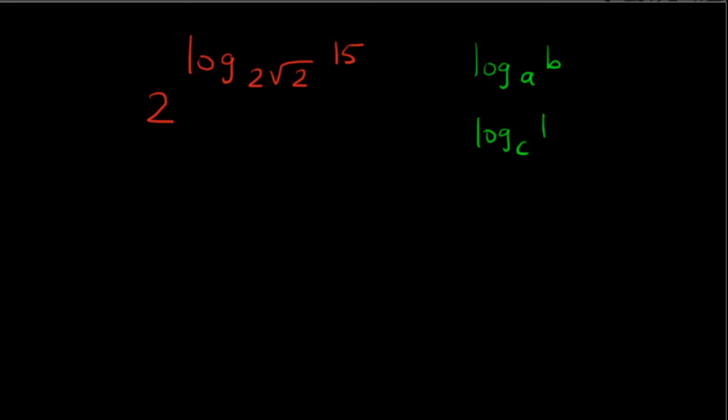This next problem is very interesting. So I have 2 raised to the log base 2 root 2 of 15. This problem looks very difficult. The first rule or property we're going to use is the change of base formula. If I'm given log base a of b, I can rewrite this with a new base, we'll call it c, as log base c of b divided by log base c of a. Those two are equivalent.